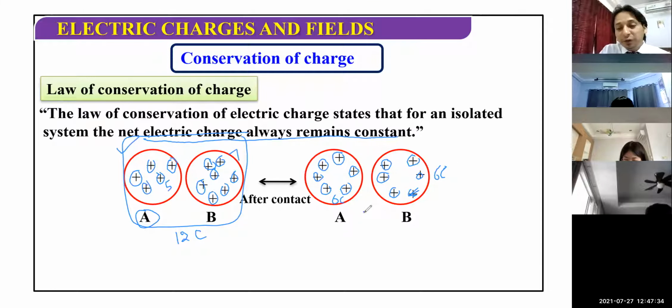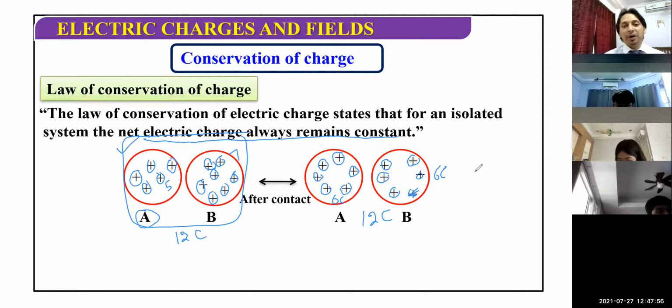Then again, the total charge after their contact is still 12 coulomb. Means before contact and after contact, the total charge on the system still remains constant. It is again 12 coulomb. So this property is called the law of conservation of charge.